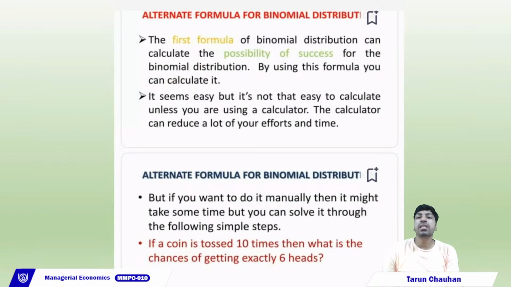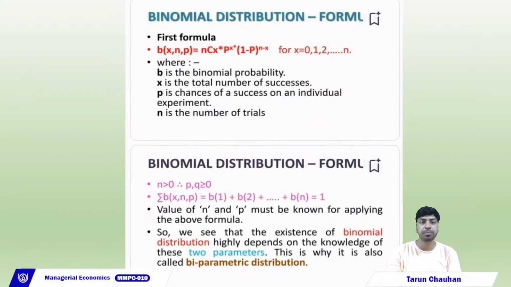So the first formula is always used when there is a possibility of success. A researcher has to calculate for the binomial distribution. When you need to calculate the probabilities of success and failures, you will use this formula which has been given, that is nCx, that is combination, or you can say value of x, p to the power x, 1 minus p to the power n minus x.